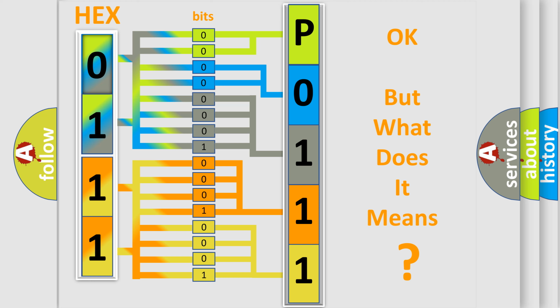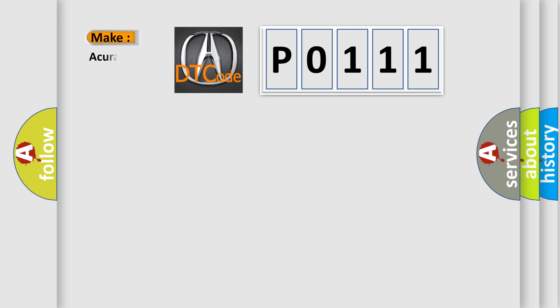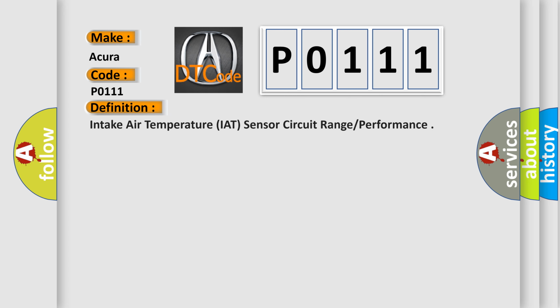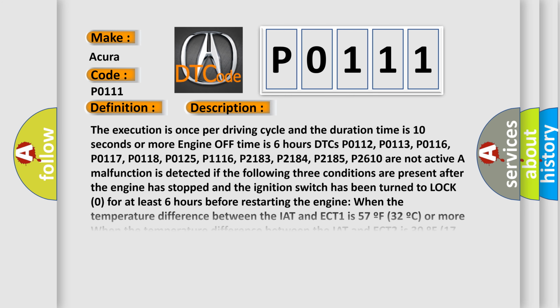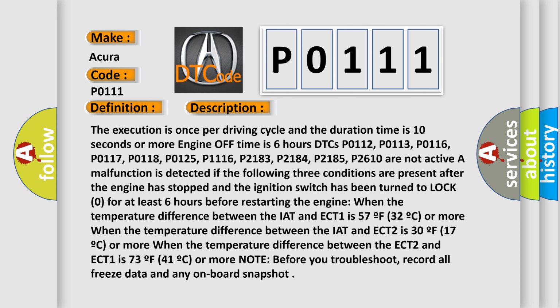The number itself does not make sense to us if we cannot assign information to what it actually expresses. So, what does the diagnostic trouble code P0111 interpret specifically for Acura vehicles? The basic definition is intake air temperature IAT sensor circuit range performance. And now this is a short description of this DTC code. The execution is once per driving cycle and the duration time is 10 seconds or more. Engine off time is 6 hours.